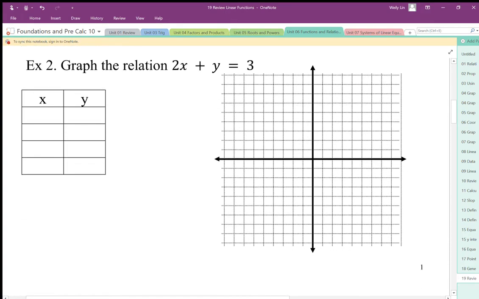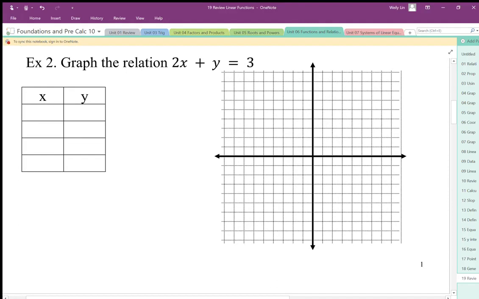This equation is given to us in general form. We can rearrange this into y equals. Okay, so I'm going to subtract 2x from both sides. So I end up with y equals -2x plus 3. So this slope-intercept form is very useful for us to be able to graph with slope and intercept. We can much easier calculate values here.